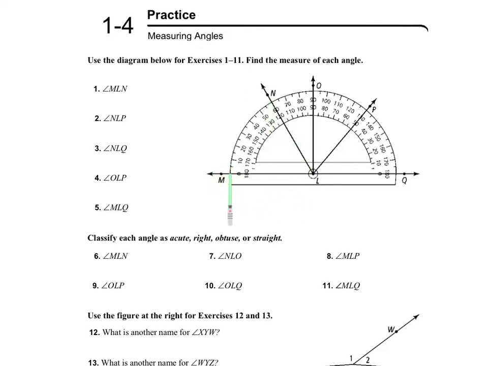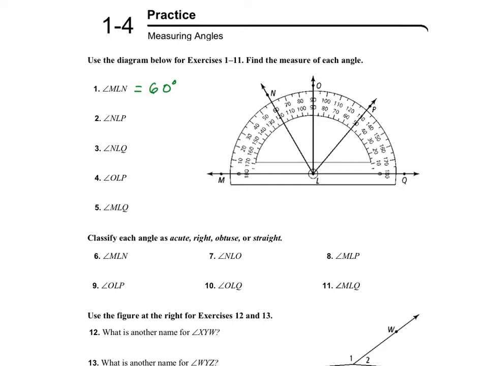In this case, I'm starting at 0. It's pointing to the left, so I'm using the numbers that start on the left right there. As you can see, I have the vertex on that same point right there. So this means that this angle measures 60 degrees.